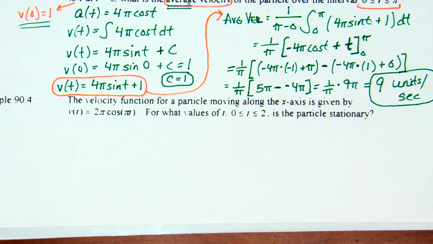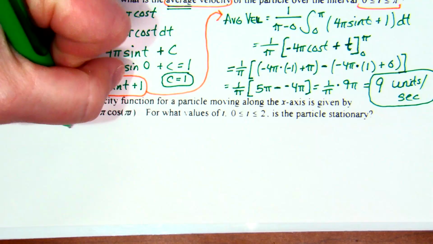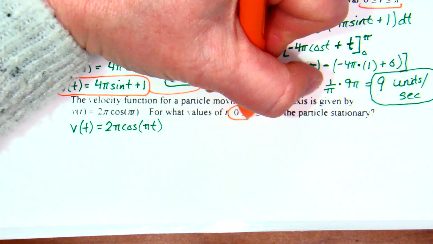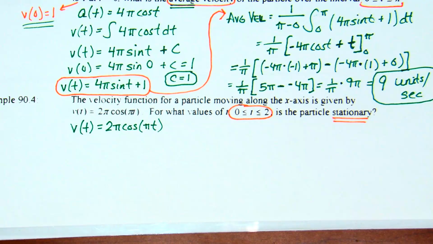The velocity function for a particle moving along the x-axis is given by v of t equals 2 pi cosine pi t. For what values of t between 0 and 2 is the particle stationary? So notice they give me a velocity function. V of t equals 2 pi cosine of pi t. And they want to know for what values, when t is between 0 and 2, is the particle stationary.